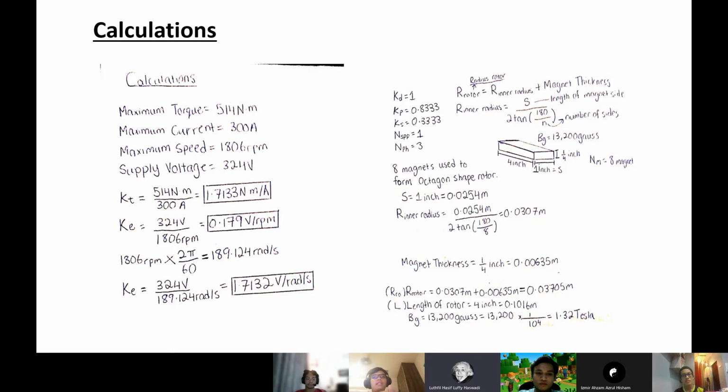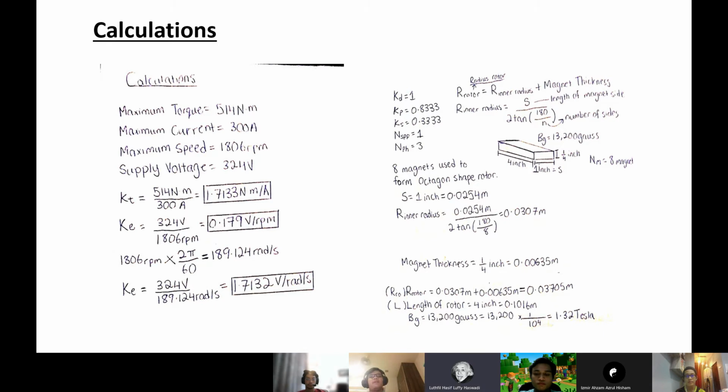So 1 inch converts to 0.0254 meter. Then, in order to obtain the inner radius of our rotor, we are given this formula: S over 210/180, divided by the number of sides of magnet we use. As you can see in this calculation, 0.0254 meter is divided by 210/180, divided by 8 sides, and we get 0.0307 meter. That will be the inner radius of our rotor.